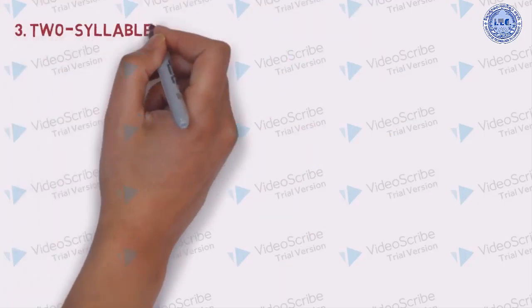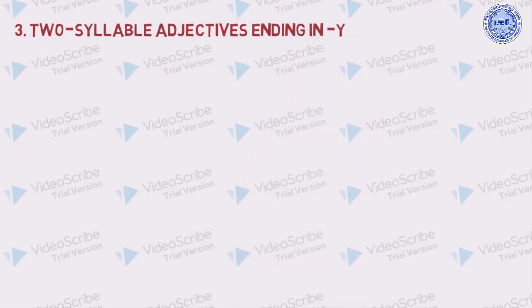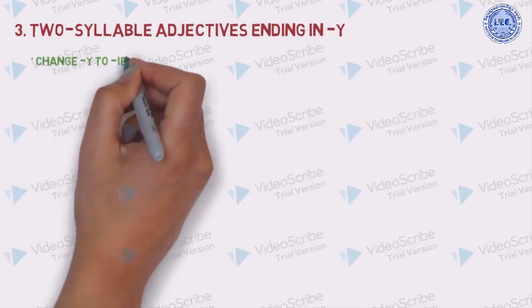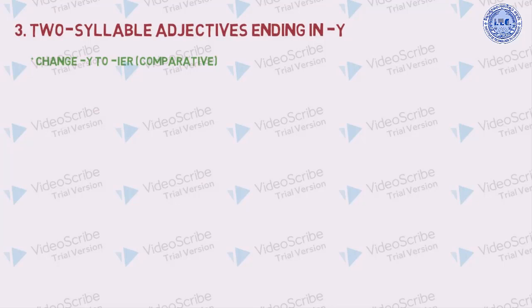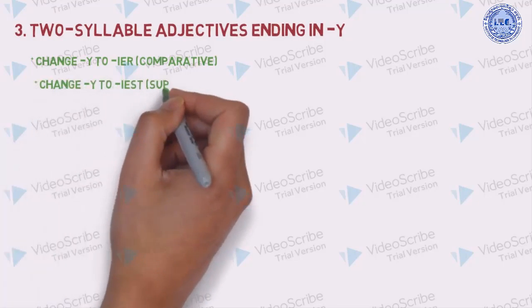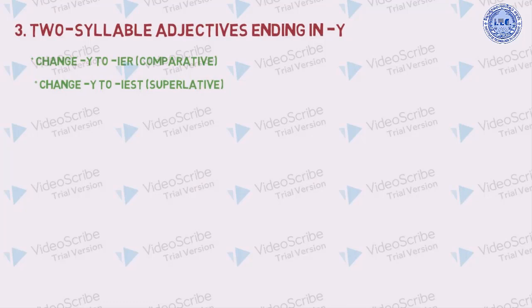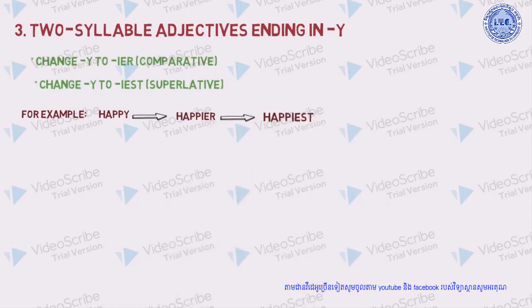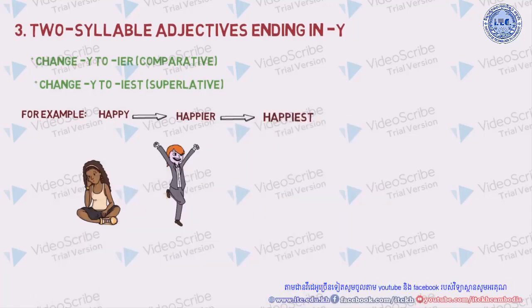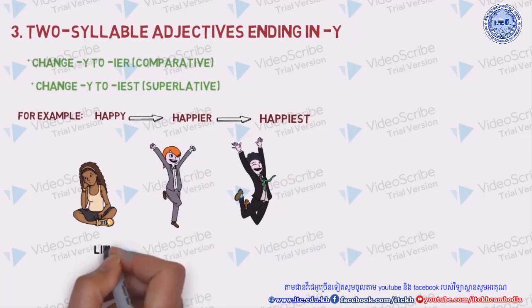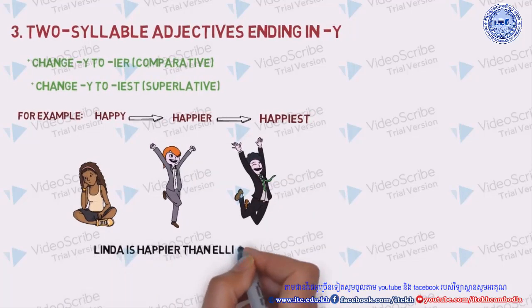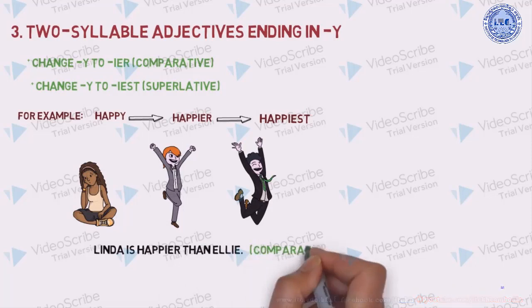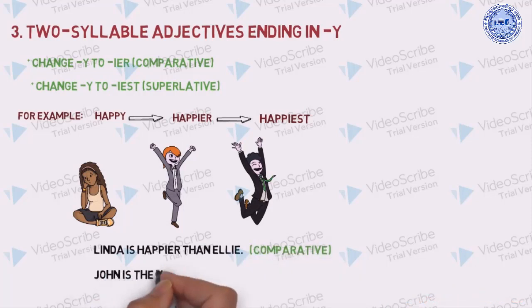Rule number 3. For two-syllable adjectives ending in y, change y to ier for comparative. Change y to iest for superlative. For example, happy, to happier, to happiest. Linda is happier than Ellie. Comparative. John is the happiest. Superlative.